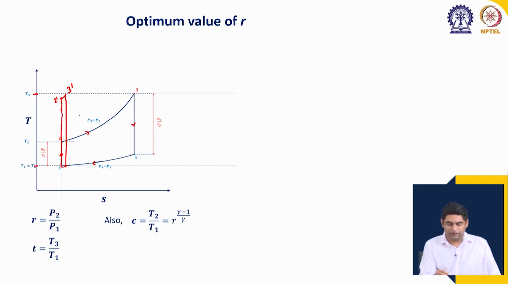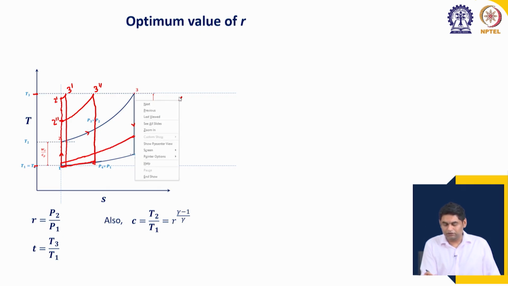Similarly, if we now keep on decreasing the compressor pressure ratio to an intermediate value, the area will increase and we get a cycle like this. Let us say this is 2 double dash, this is 3 double dash. Now we have a larger area, but still less than the original area. If we keep on decreasing the compressor pressure ratio, on the other limiting side, what we will get is a very thin flat structure, somewhat like this.